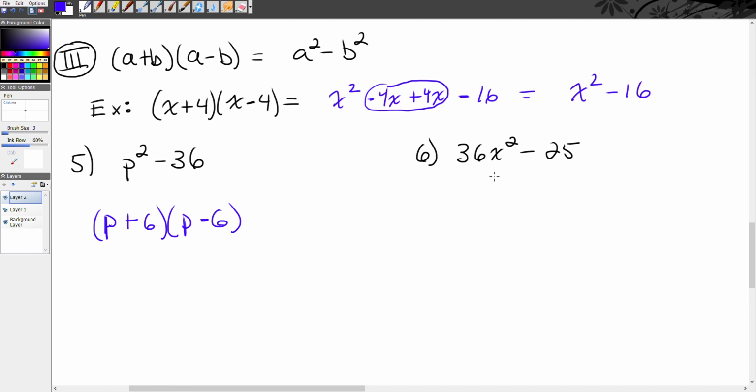So if I take a look here at 36x squared, is 36x squared a perfect square? Yes. And is 25 a perfect square? Yes. And there's no middle term. So it's probably an a plus b times a minus b situation. So what is the square root of 36x squared? Well, 36 comes from 6, and x squared comes from x. And what's the square root of 25? 5. And since there's no middle term, it's going to be 6x plus 5 times 6x minus 5.